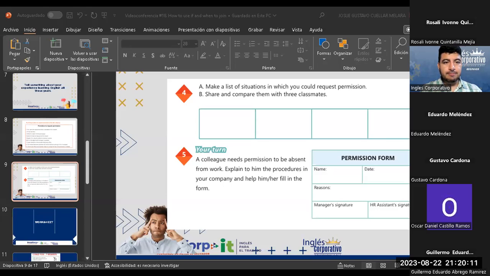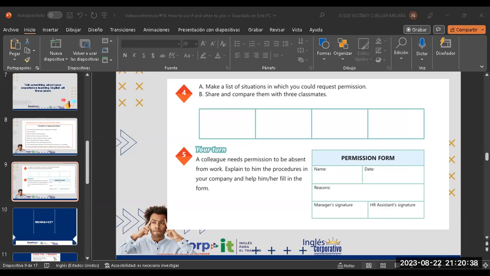Guillermo and Oscar Daniel. Okay. Well, name, Guillermo Abrego. Date, today. And the reason, I have a backache. So I need some medicine. Medicine, of course, yeah. Very valid. Yeah, that's it. Thank you. Perfect. Oscar Daniel and then Daniel.